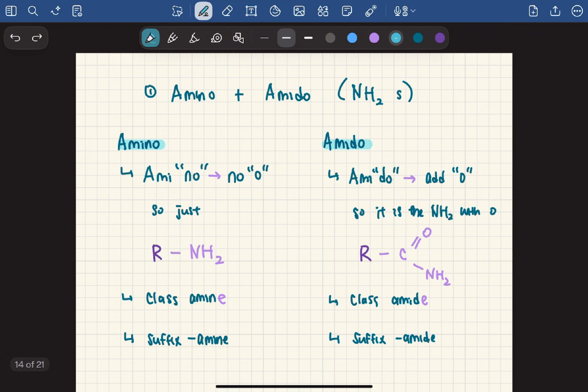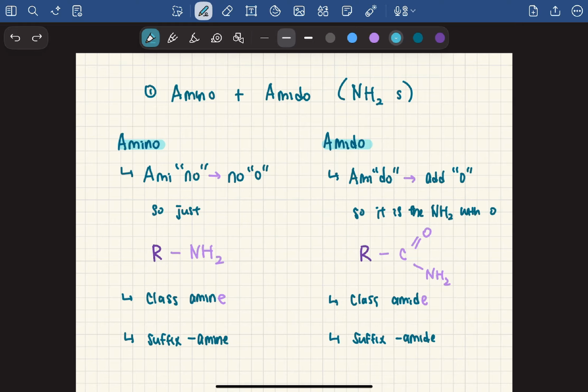So first are amino and amido, which you just have to remember are the ones with NH2s in them. And so amino first. If you look at it, it says amino, and you can remember that no means no O. So it's just R, which is just whatever compound it's connected to, and an NH2. And its class is just amine. You just take the O and switch it to an E. It's really simple, actually, compared to some of the other ones. And the suffix is also amine, but you don't actually have to know that.